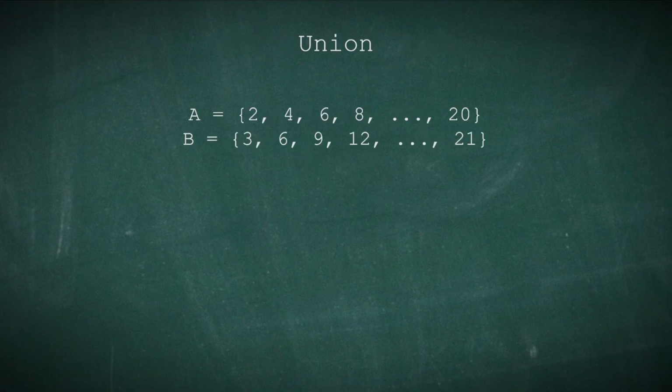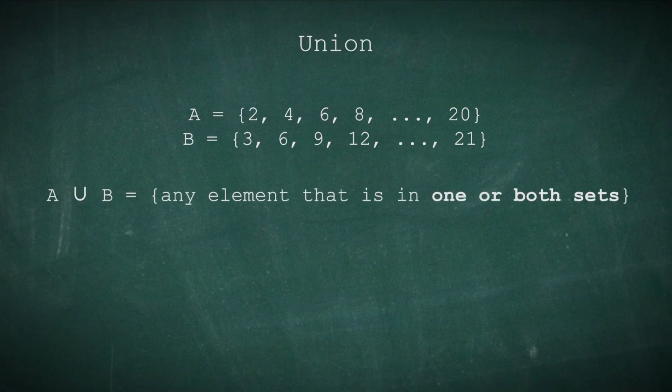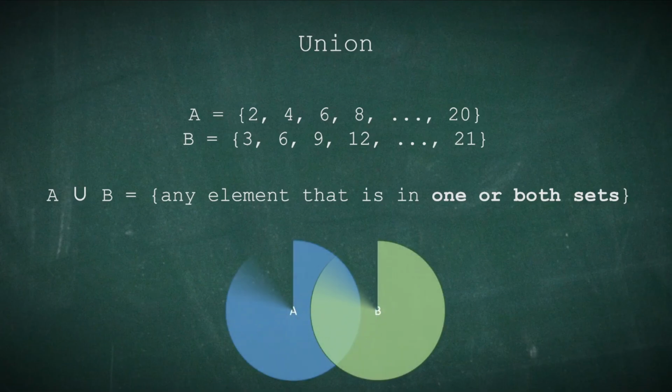The next thing you need to know about sets is the concept of union. The set A union B is any element that is in one or both sets. The symbol to represent union between two sets looks like a U. When talking about union, it's easy to look at sets as Venn diagrams. We have set A and B here, represented by two circles.